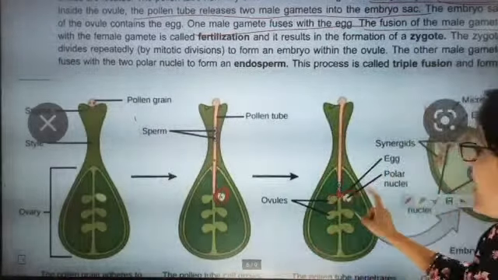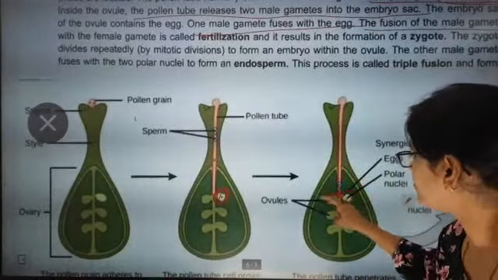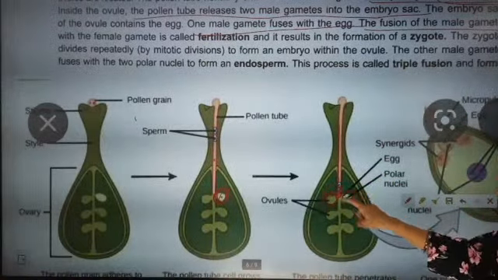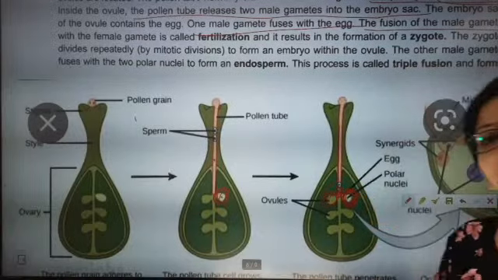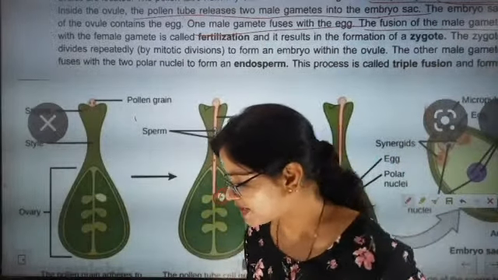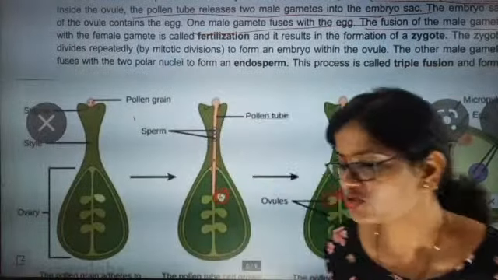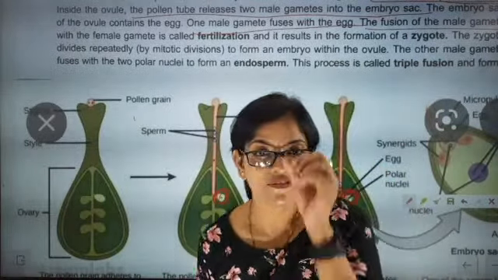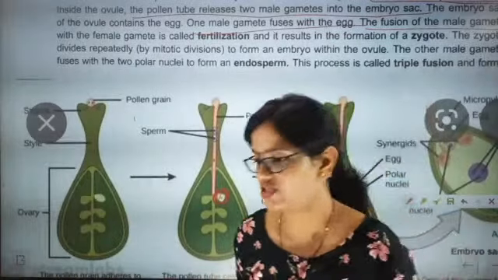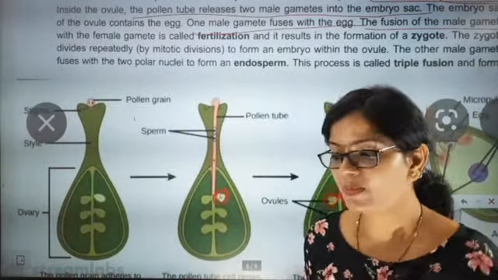So one male gamete is going to fuse with the egg, and the other male gamete is going to fuse with the polar nuclei to make endosperm. What are they going to make? Endosperm. This is a very important point and this is the basis of double fertilization. That's why it is called double fertilization.